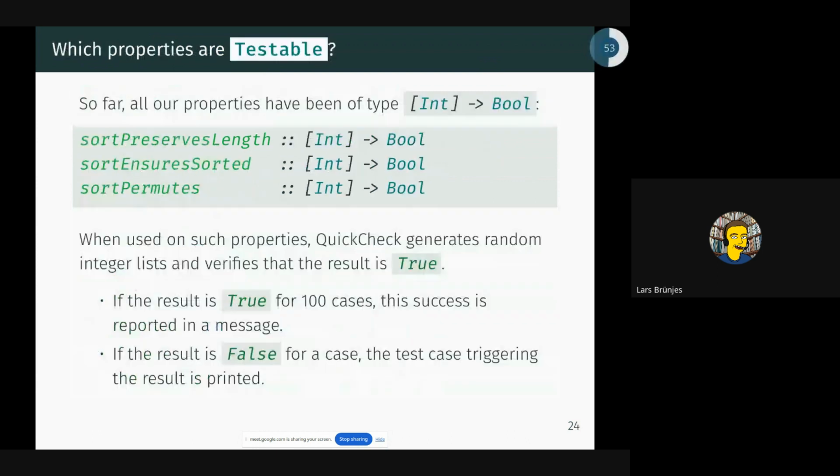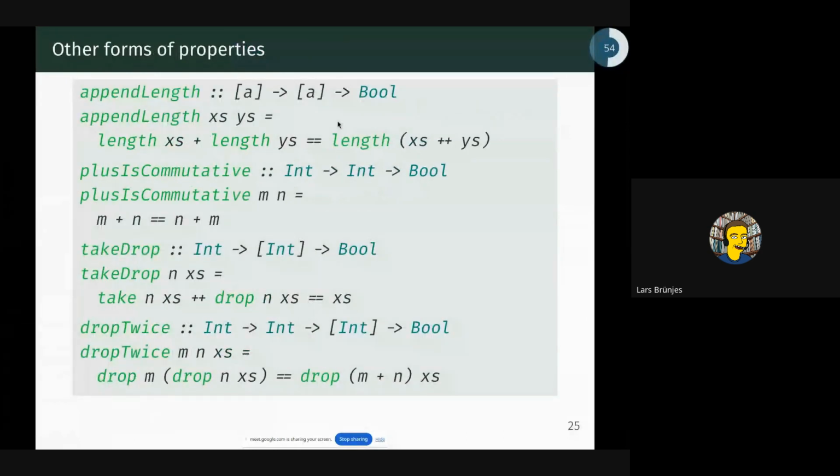But properties don't have to have exactly this shape. They can also have more arguments. So here's some examples. For example, we could have a property append length, taking two lists, and it checks that if you append the two lists, the length of the concatenation is the same as the sum of the length. Here's another example with two arguments, taking two ints and checking whether plus is commutative. So m plus n equals n plus m.